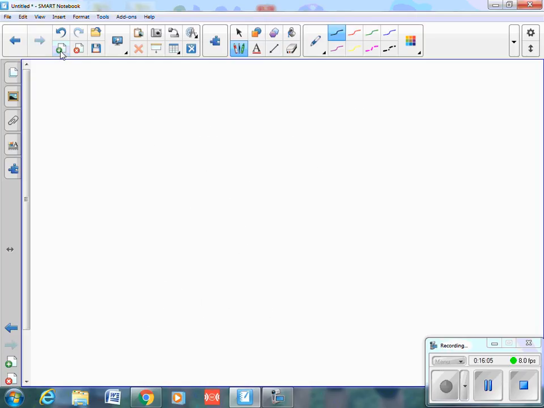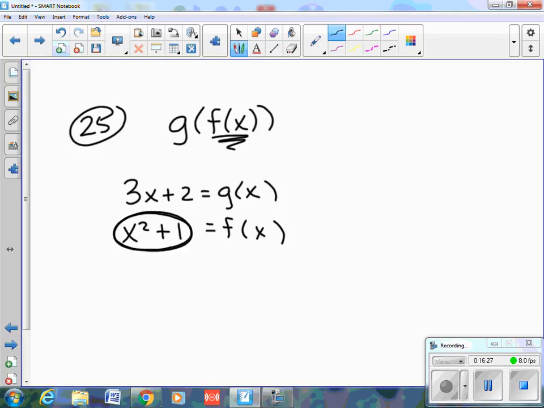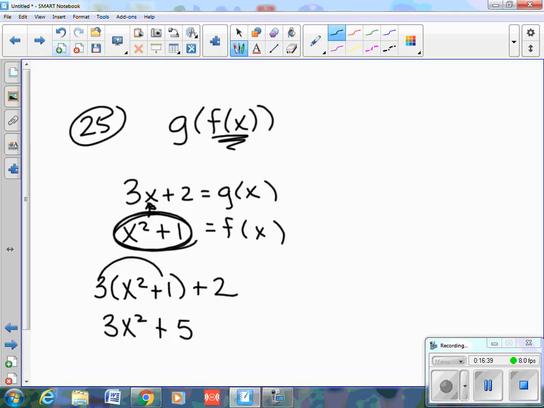Number 25. I need to find g of f of x. So everything in f of x needs to go in for the x in your g of x. This is g of x. This is f of x. All of this needs to go into that x. So 3 parentheses x squared plus 1, plus 2. Final answer, 3x squared plus 5. Let me do the distributive property.